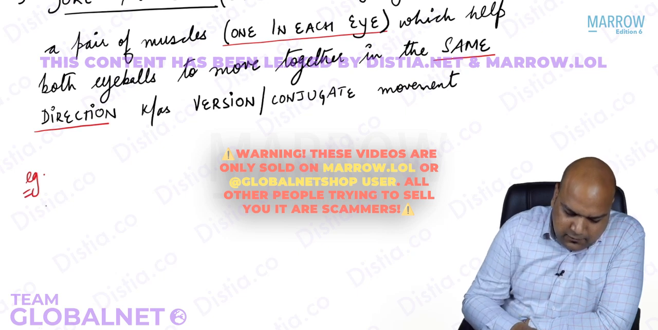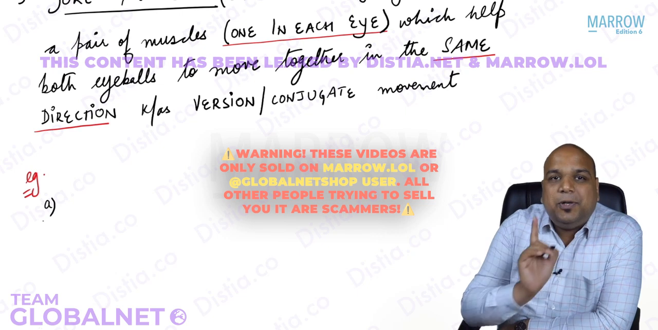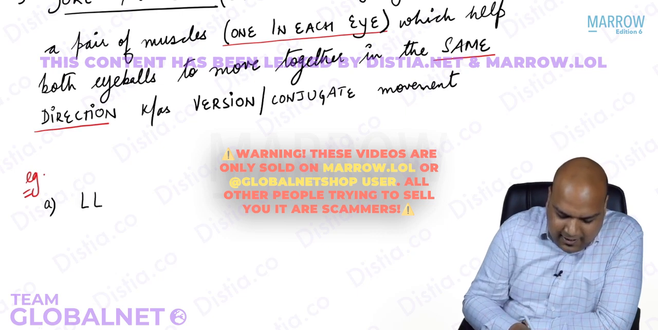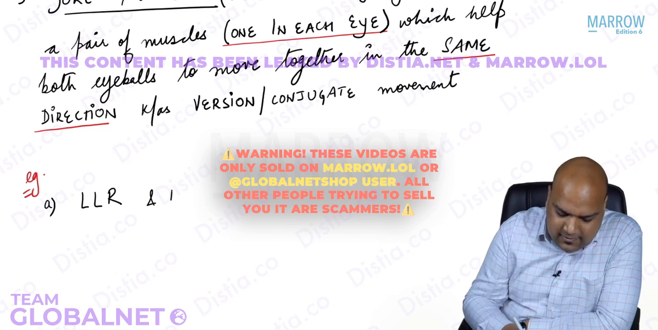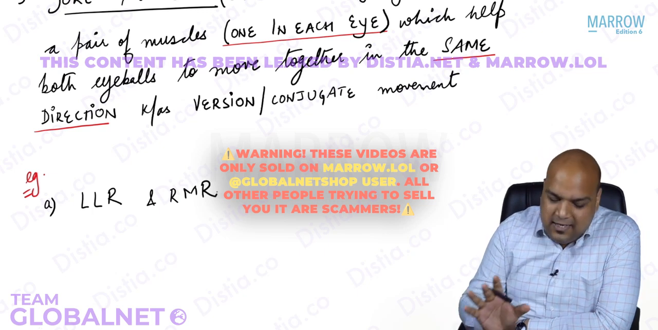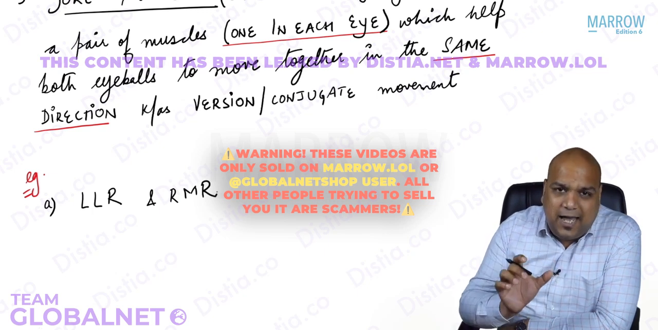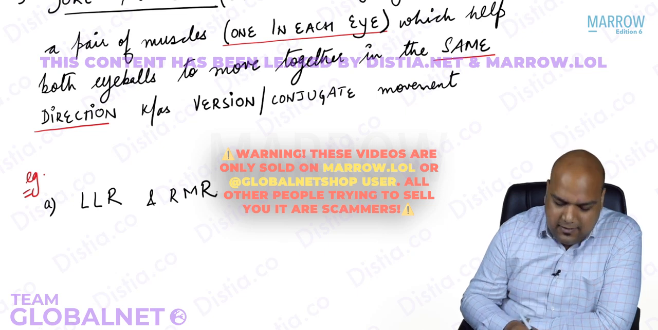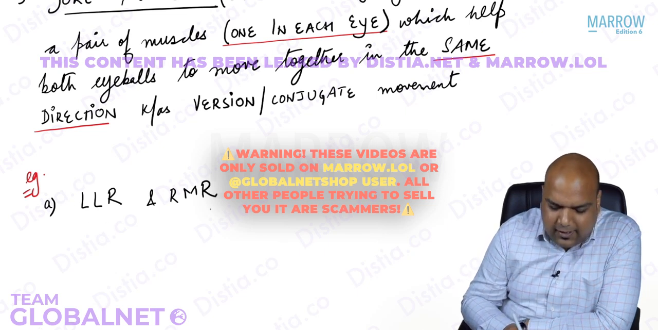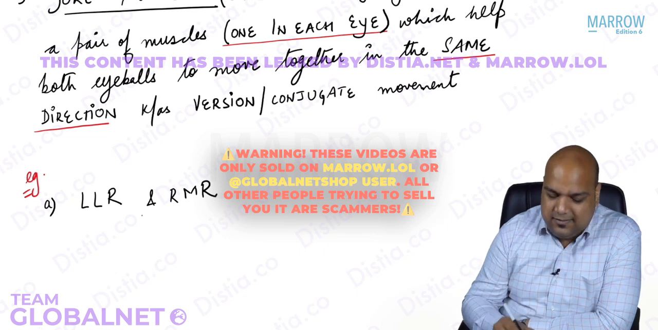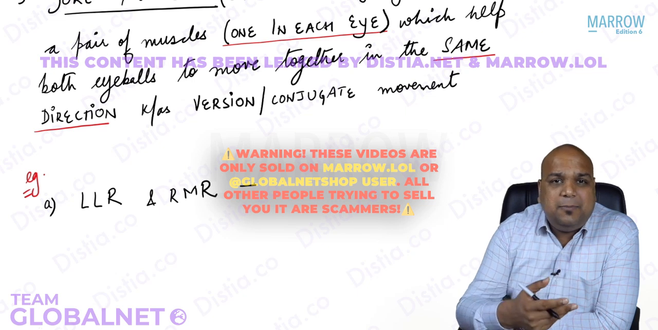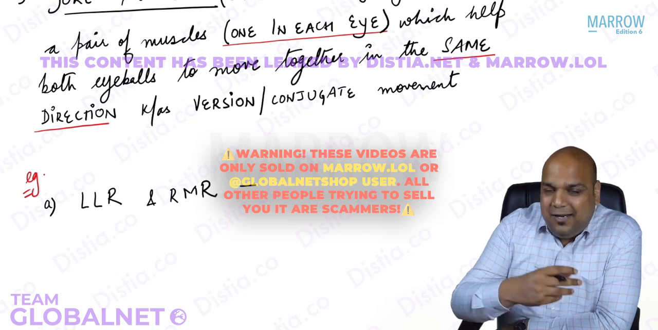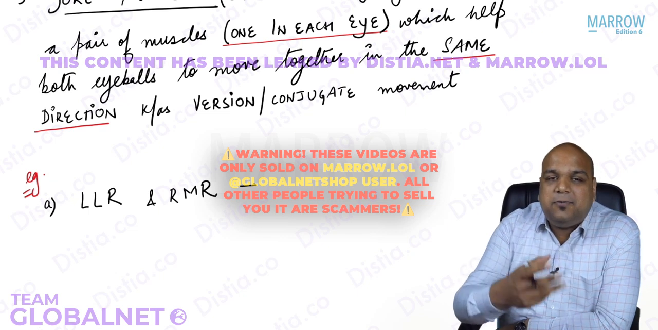The first example of yoke muscle I've just shown you: left lateral rectus and right medial rectus. If I ask you, what is the action of this pair of yoke muscles, what is the action of left lateral rectus and right medial rectus? You will tell me, sir, both these muscles enable us to look towards the left side. But let's try to answer it in a way that becomes a one-word answer.